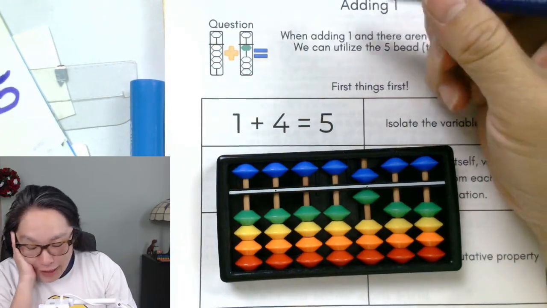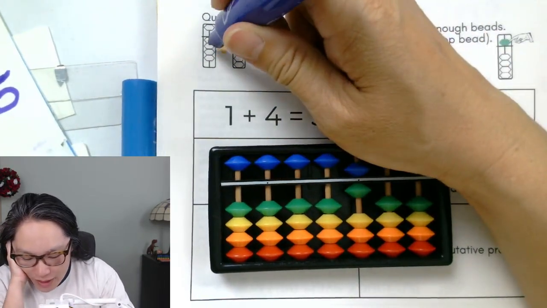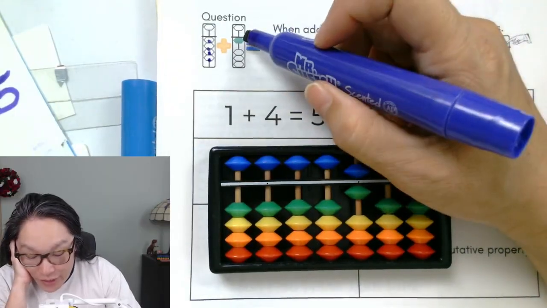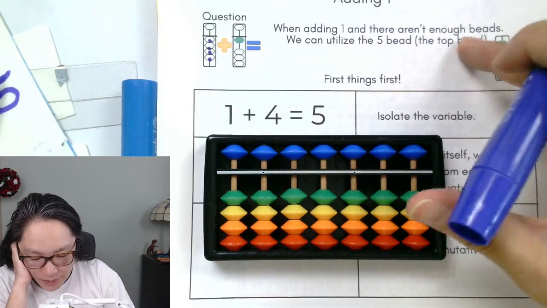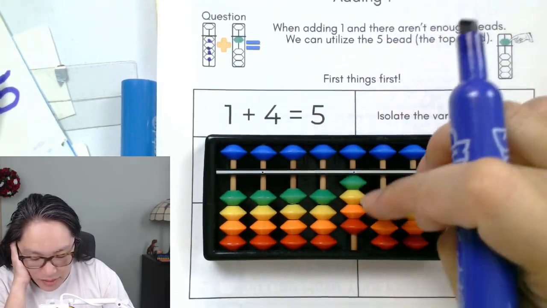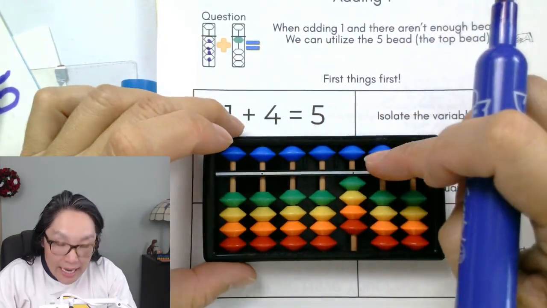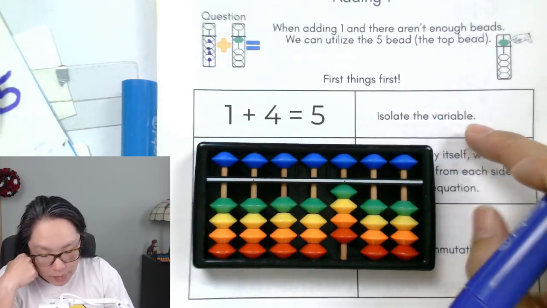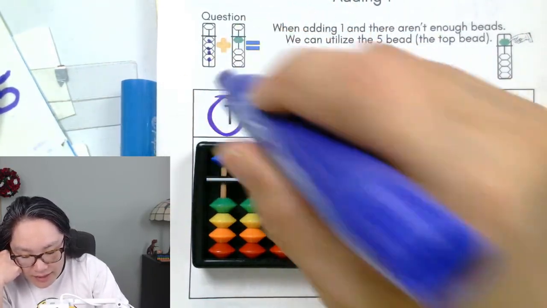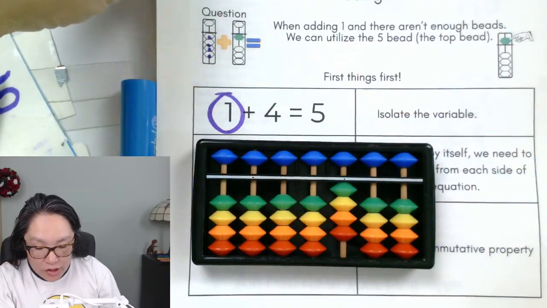Okay, so we have our sample question. We have 4. 1, 2, 3, 4. And we need to add the 1. Wait a minute. We want to add the 1, but there's not enough beads. So if I have 4 and I need to add the 1, I don't have any more beads to add the 1. What do we do? We have to isolate the variable. Well, what is the variable we have to isolate? So we have to circle our variable just to make sure.